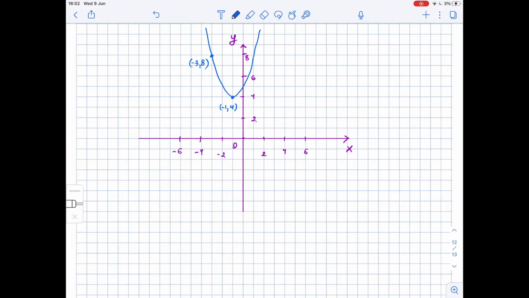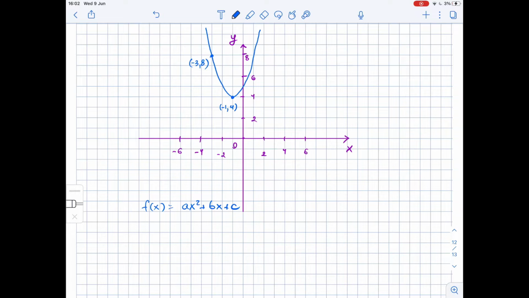So we need to find the equation of the quadratic function whose graph is shown right here. Let's write down the standard form of any quadratic function. This is f of x is equal to ax squared plus bx plus c.